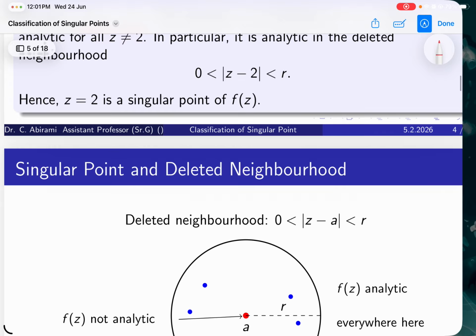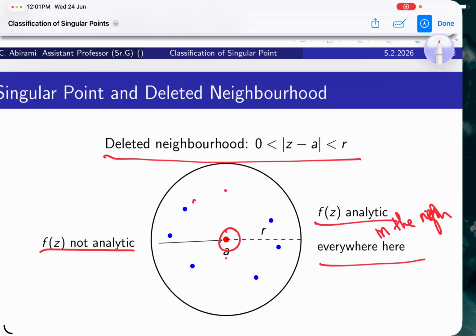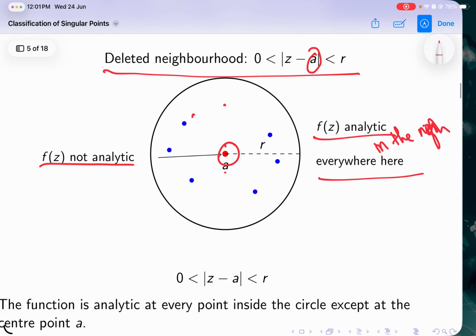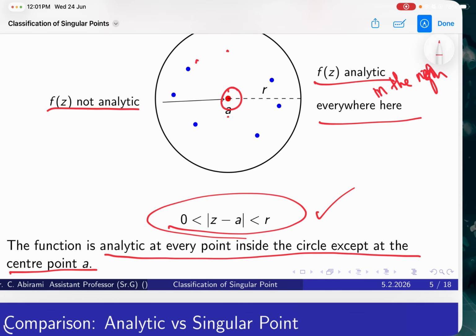So this is the diagrammatic representation of a singular point. The function f of z is not analytic at the point, but it is analytic at every point in the neighborhood of that point. Deleted neighborhood means this point is not included in the neighborhood. That is, the function is analytic at every point inside the circle except at the center point a. We can conclude that it is a deleted neighborhood. We can represent it in this manner.